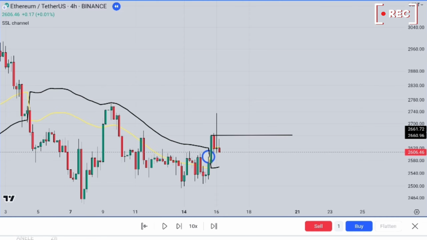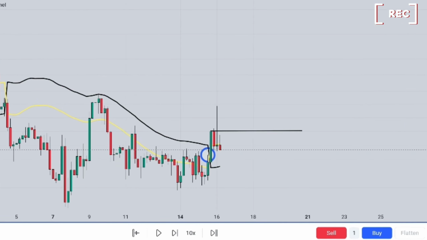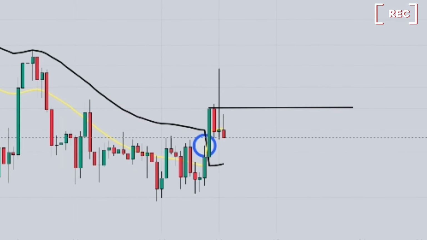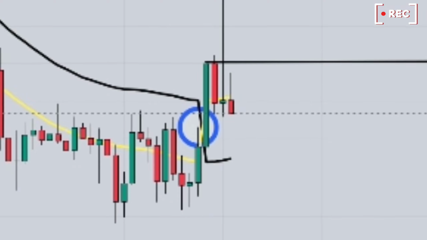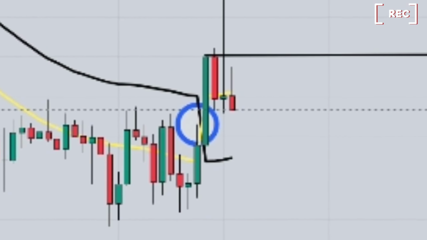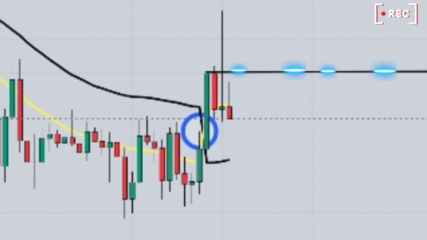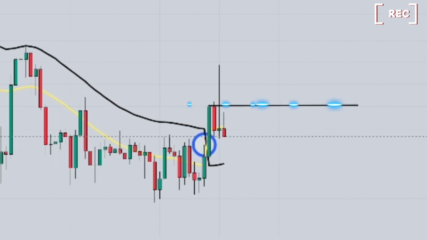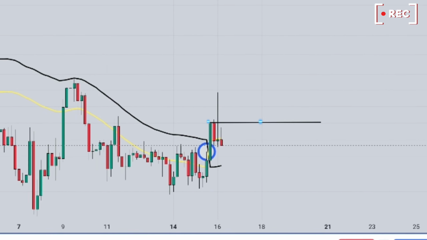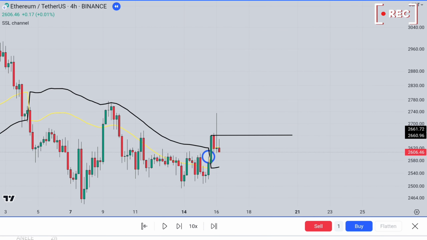Let's learn our first example. The yellow line of the SSL Channel indicator has crossed above the black line, generating a buy signal. The price is trading above the SSL Channel lines. Of course, to make a safe entry, we draw a resistance line at the peak level that appears after the initial pullback movement, and wait for it to be broken.